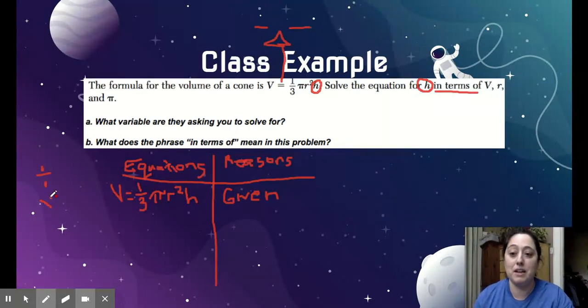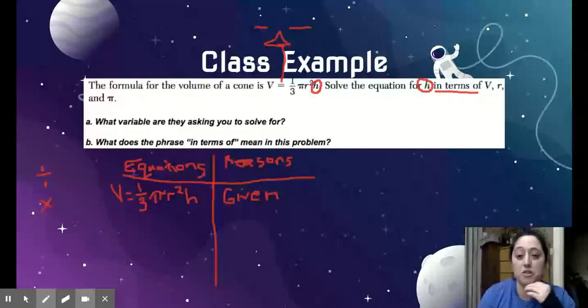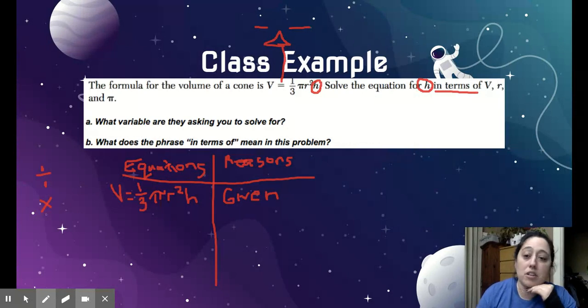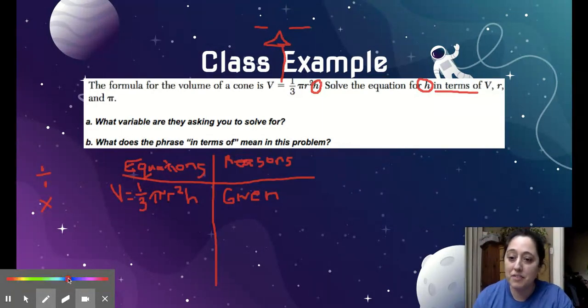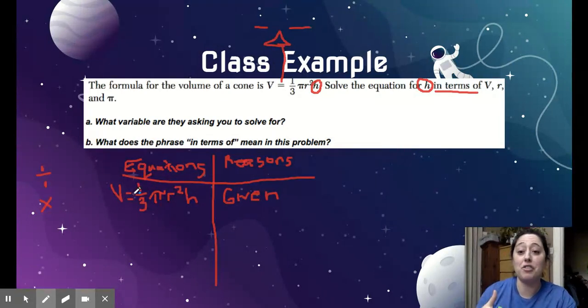So let me just put an X over here for multiplication. These are the two operations that I'm going to have to undo to solve for H. Let me focus on this division here. So I've got 1 divided by 3. Let me choose a different color. I'm going to do the inverse of that. I'm actually going to multiply this by 3.